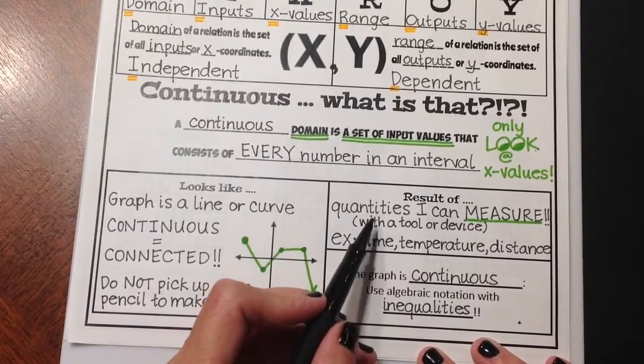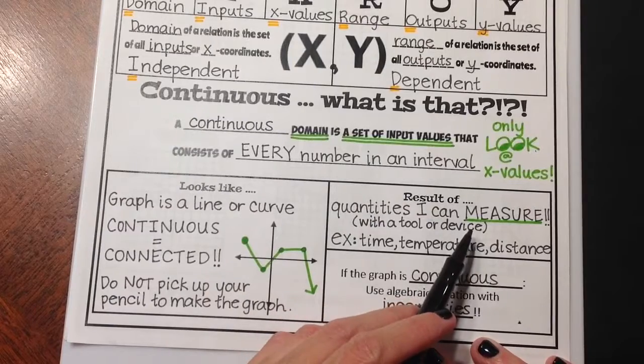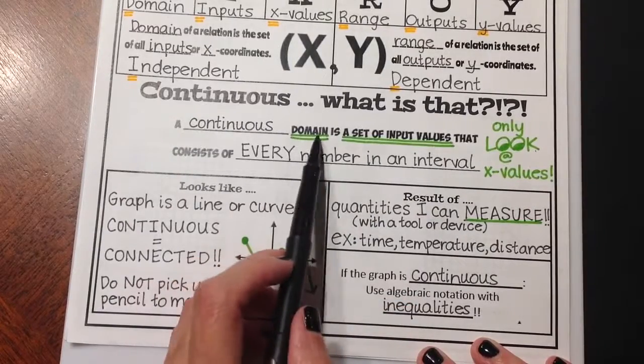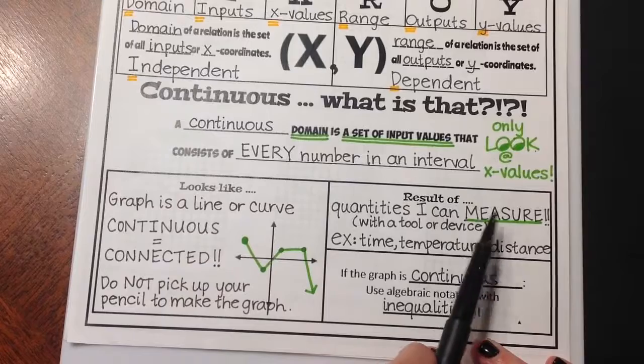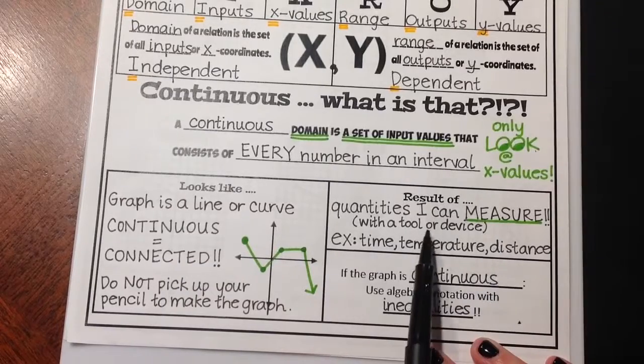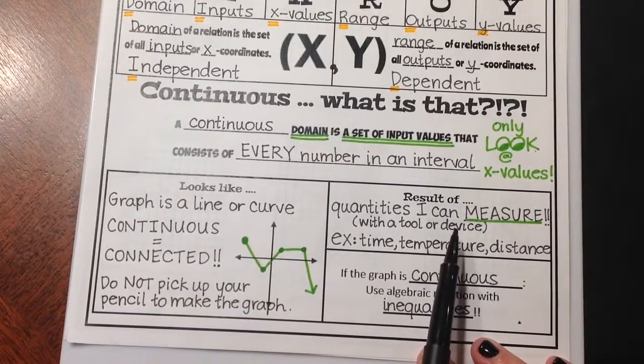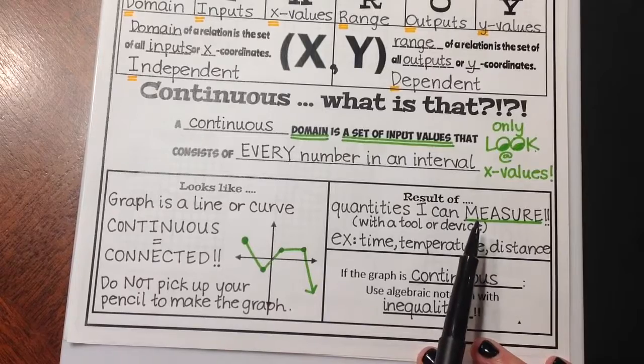This is a quantity that you can measure. So this is how you get a continuous domain. You look at your X values, and if you can measure them, and usually you are going to need a tool or a device to do so, then you have a continuous domain.